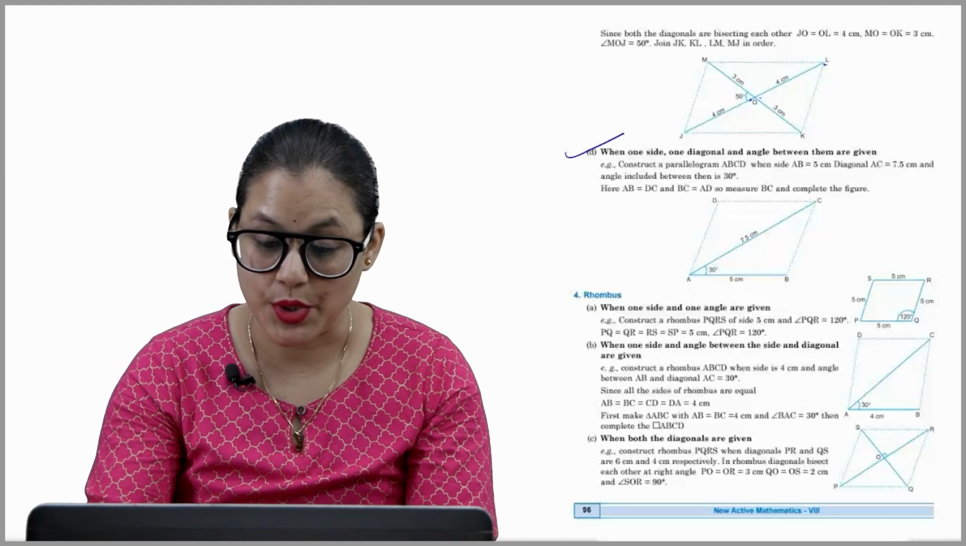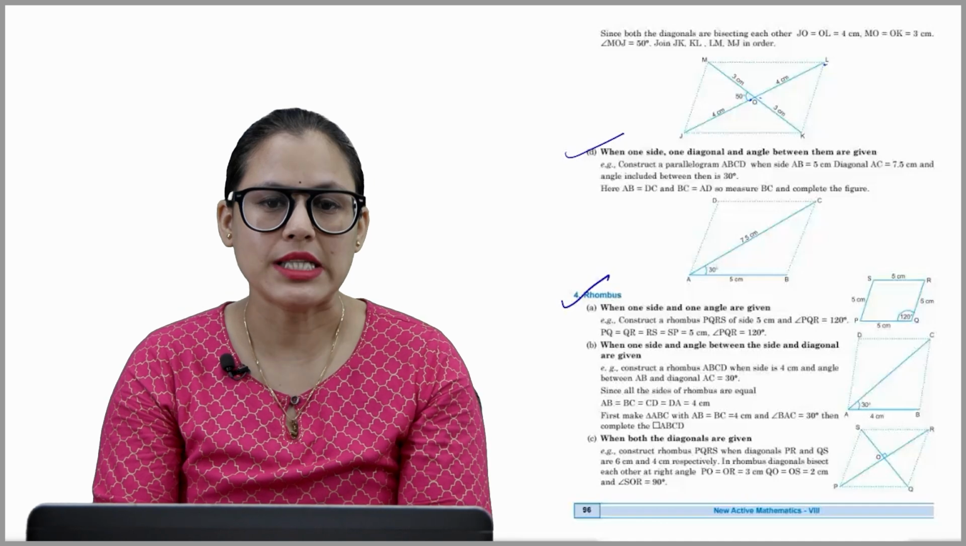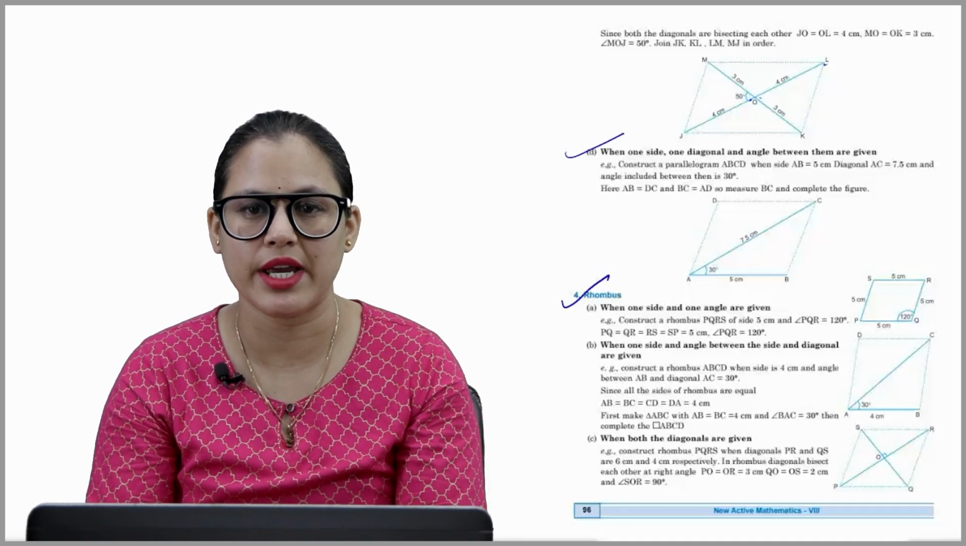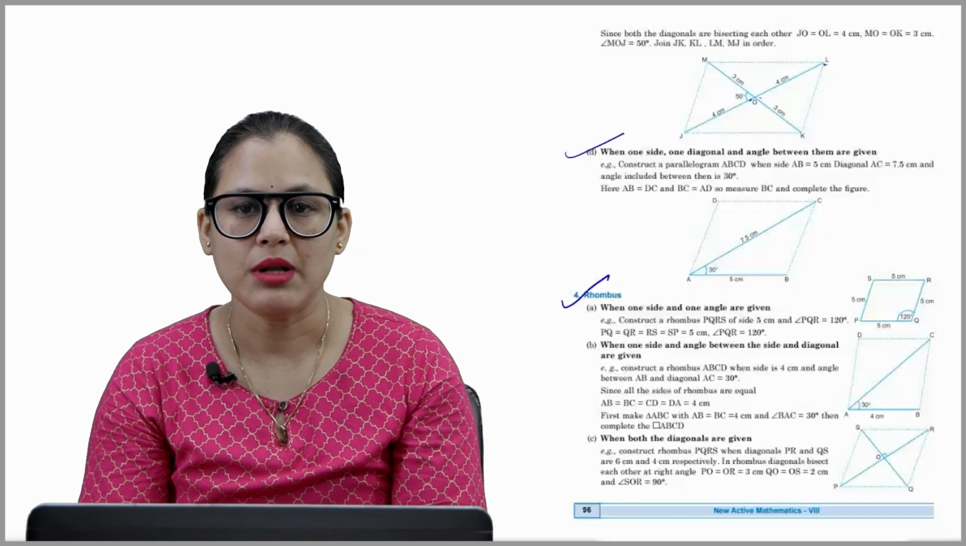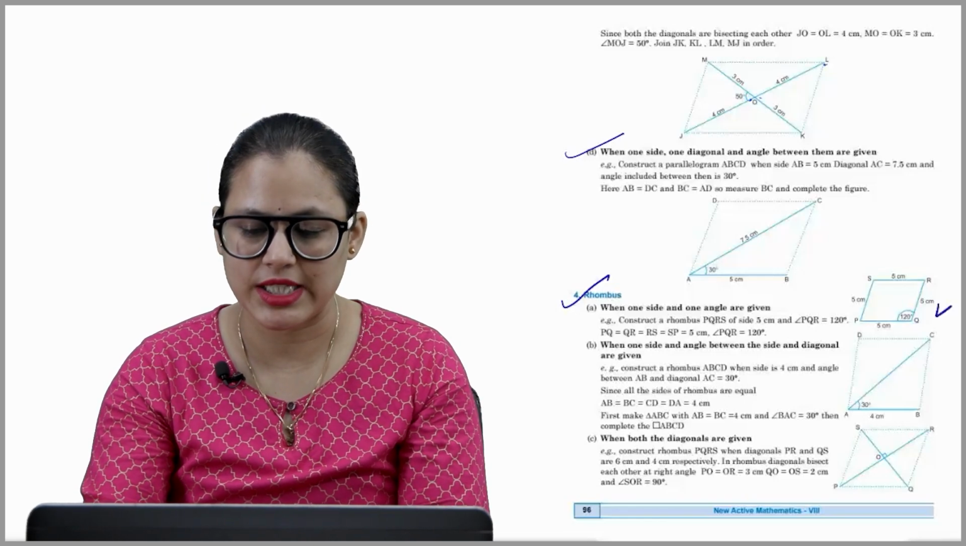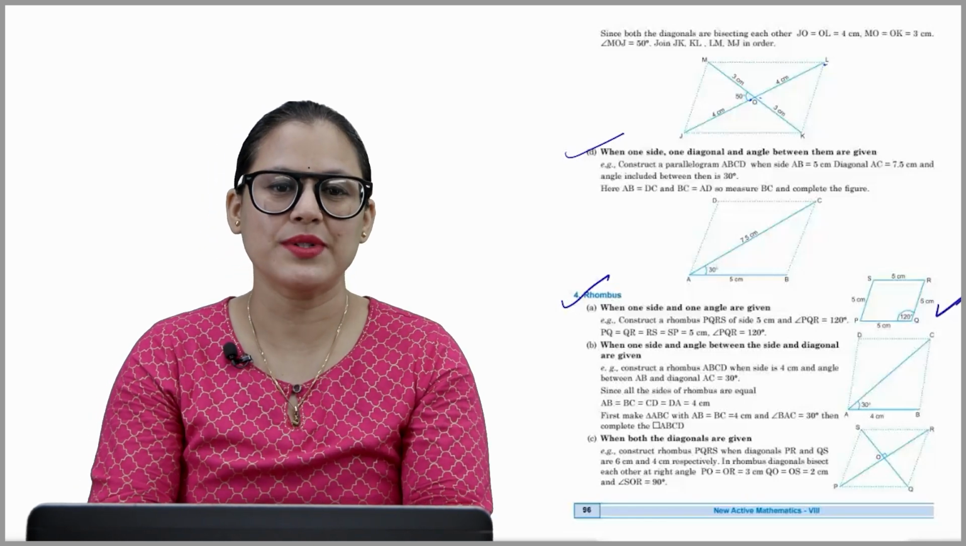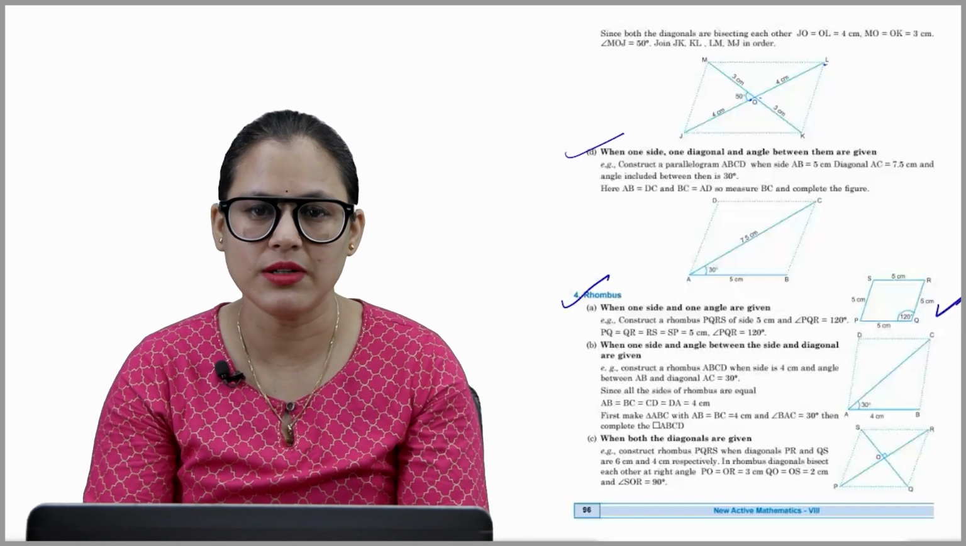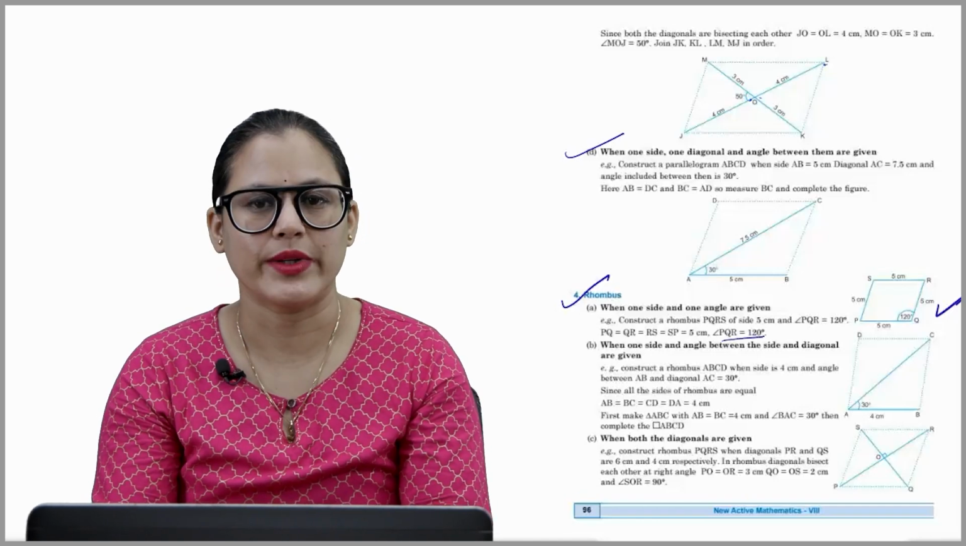Okay. Next, rhombus. A, when one side and one angle are given. Construct a rhombus PQRS of side 5 cm and angle PQR equals 120 degree. So PQ equals QR equals RS equals SP equals 5 cm and angle PQR is 120 degree.